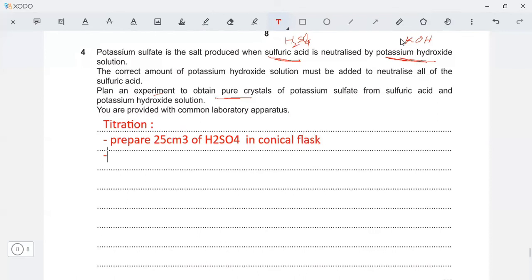Second step, what you do? Okay, so in the conical flask you have already prepared the acid. Sorry, the acid is already prepared, so now the base, I mean potassium hydroxide. Prepare how much? 50 centimeter cubed of potassium hydroxide, KOH. Where you have to take it? In the burette, right?